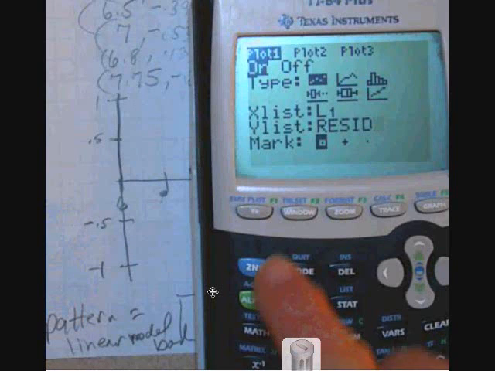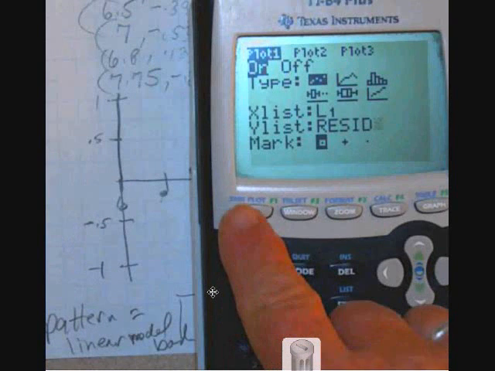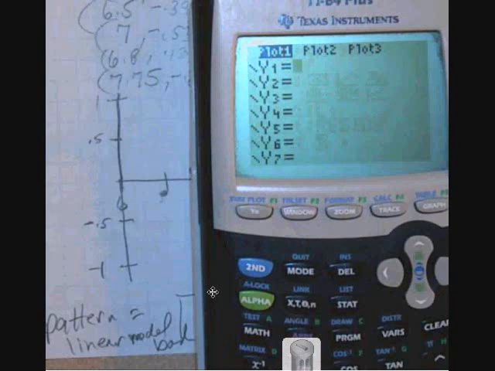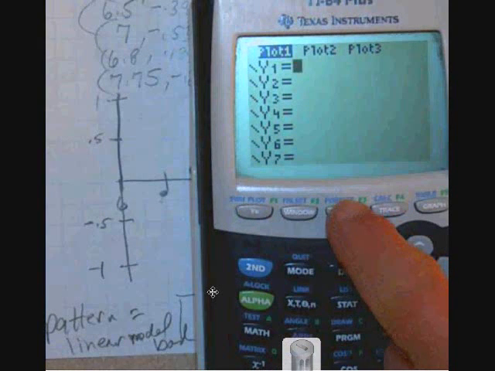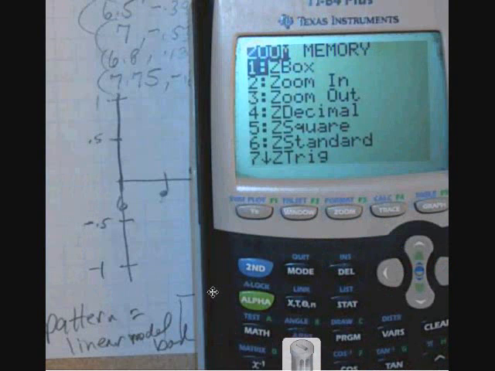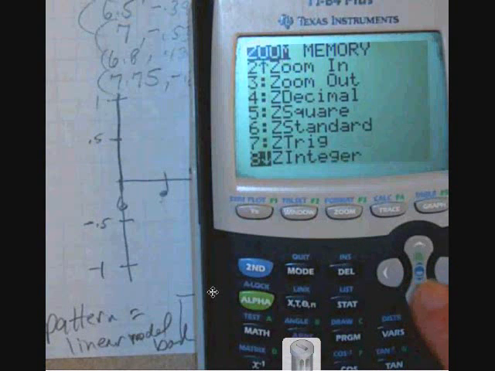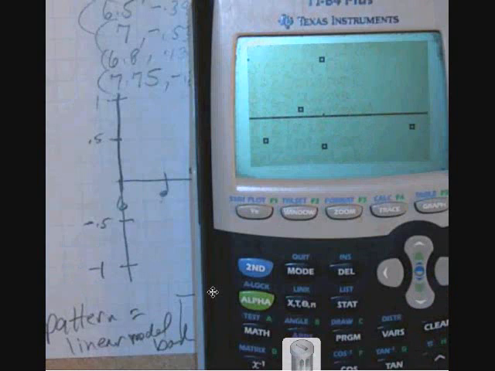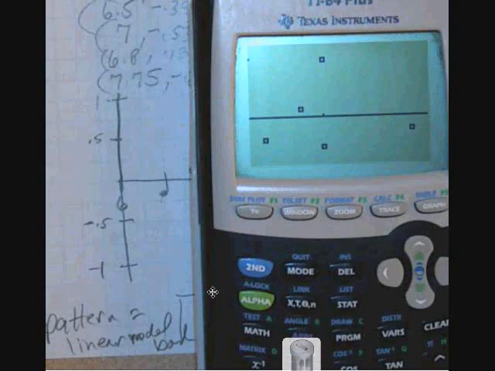Okay? Now, I like to hit my Y equals, make sure I haven't left any functions in there. Oh, I don't have any functions in there, so it'll be good. Then you may do a zoom number 9, zoom stat. And you have a lovely graph of your residuals.